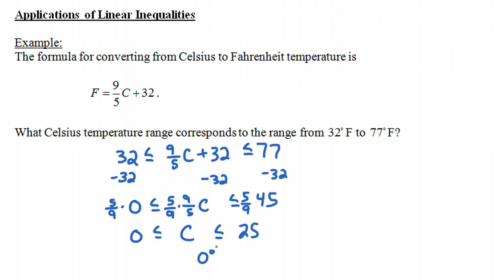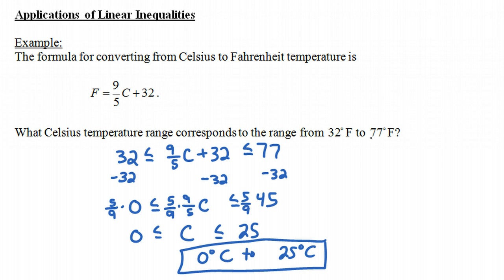So the temperature range from 0 degrees Celsius to 25 degrees Celsius corresponds to the temperature range from 32 Fahrenheit to 77 Fahrenheit. You can check: if you plug in 25 for C into this equation up here, F would be 77, and if you plug in 0 for C, F would be 32. So that makes sense.